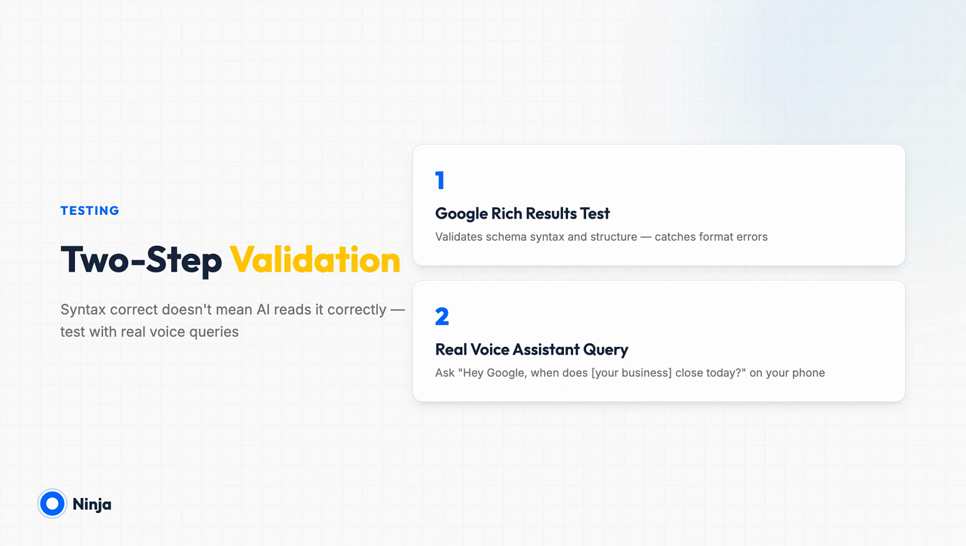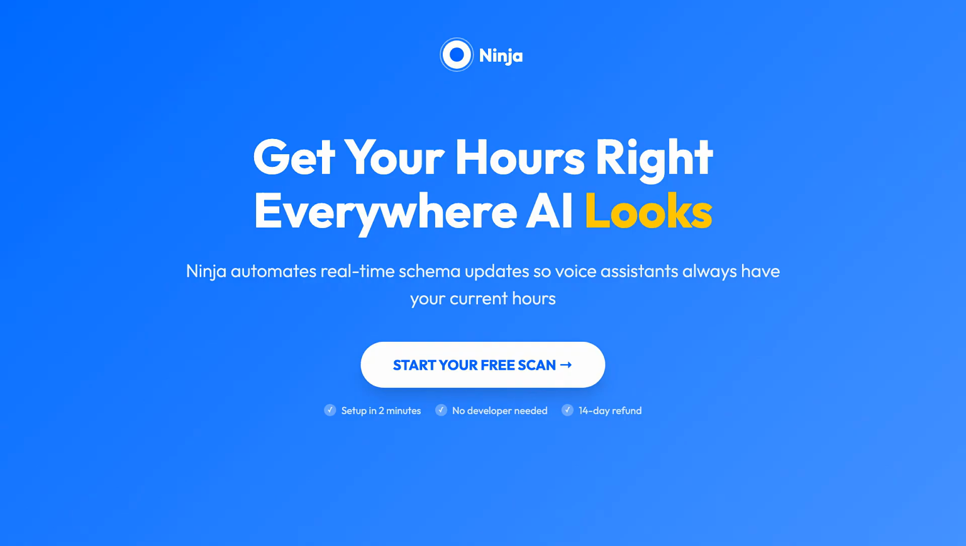Here's why this matters more in 2026 than it did 2 years ago. AI overviews and Perplexity are now parsing schema to generate answers without sending users to your website. If your hours are wrong in schema, the AI answer is wrong, and you never even get the click to correct it. The businesses winning voice search traffic right now are the ones treating schema like a real-time operational system, not a set-it-and-forget-it SEO task.